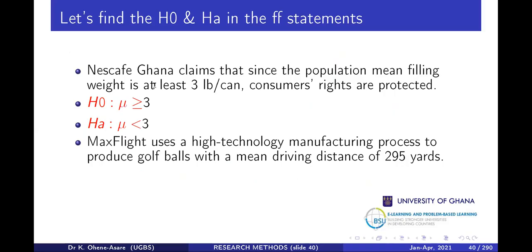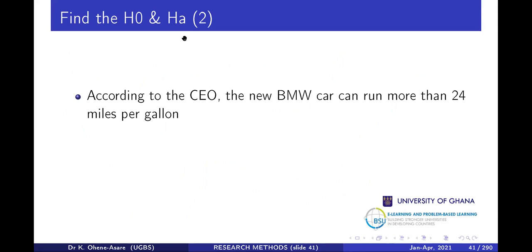Now let's take another example, and be careful here. According to the CEO, the new BMW car can run more than 25 miles per gallon. The new BMW car can run more than 24 miles per gallon. Write a null and alternative hypothesis, and let me see. If you are done, let me know. You walk us straight into how you do it. As you say it, I'll be writing it.